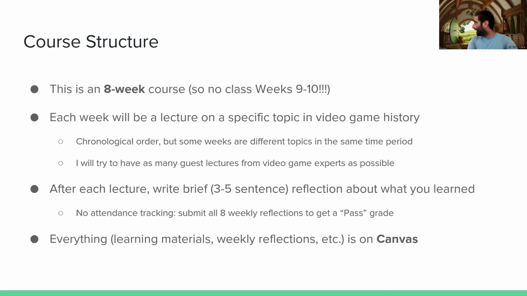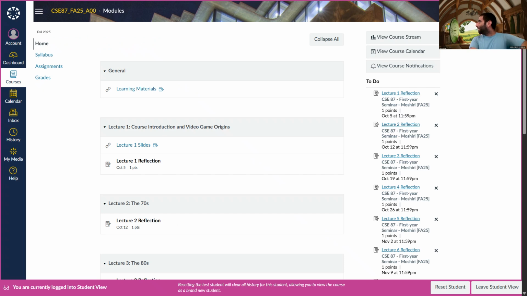Where do you find that? Let me change tabs. So hopefully everyone has access to Canvas. You're going to be submitting each of those reflections under that relevant week's reflection item. You can keep track of which ones you've submitted by going to your grades section. So just make sure that you submitted all of these.